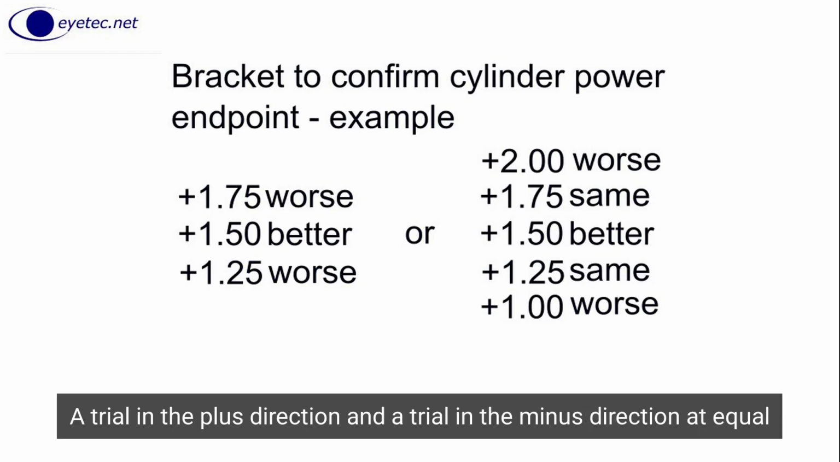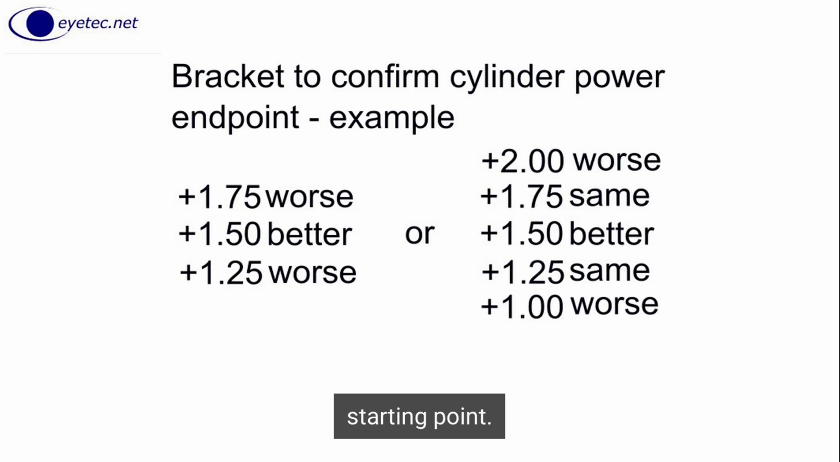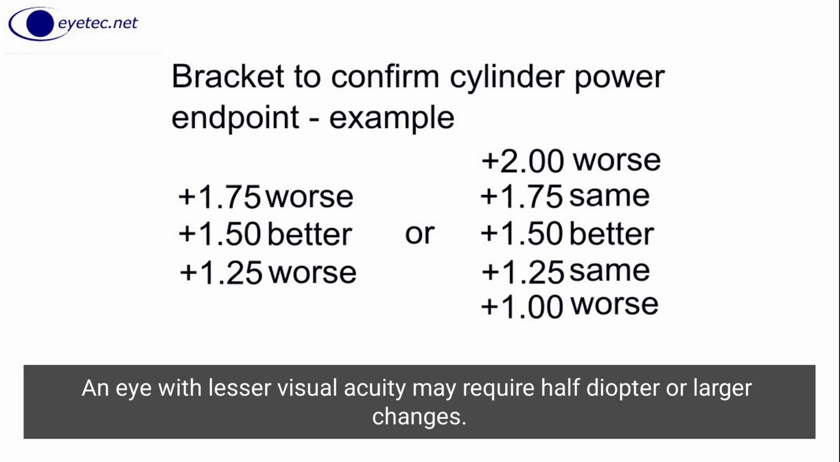A trial in the plus direction and a trial in the minus direction, at equal distances from the optimum cylinder power, should lead the patient back to the starting point. An eye with very good vision may be able to differentiate quarter diopter changes. An eye with lesser visual acuity may require half diopter or larger changes.